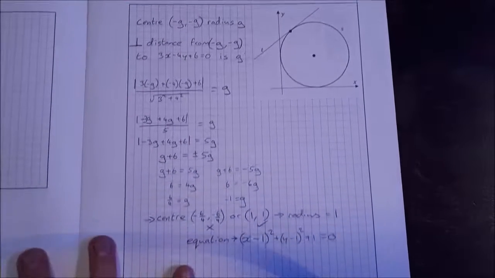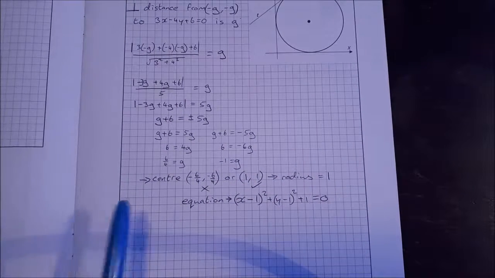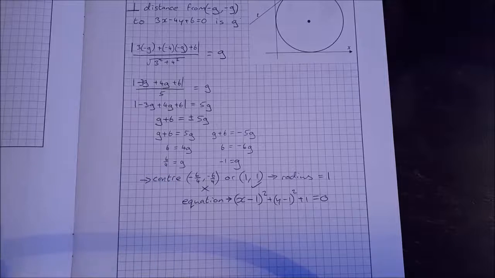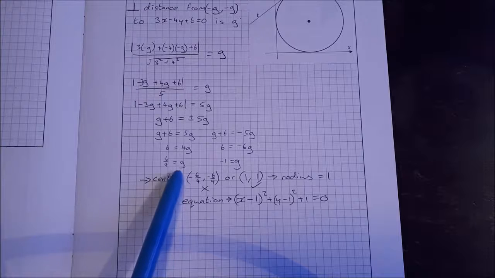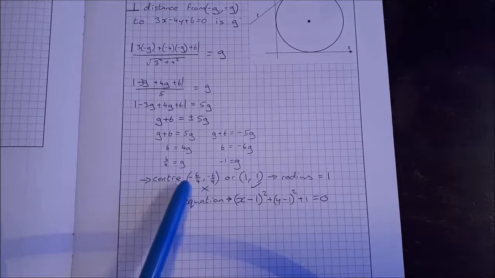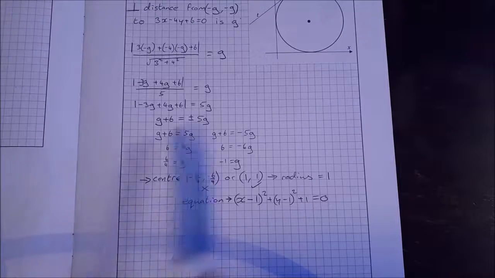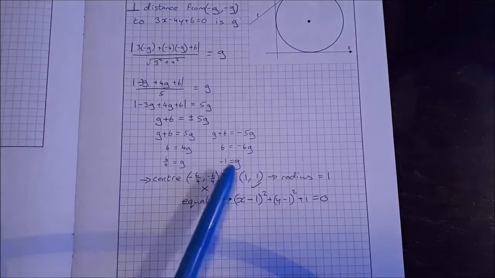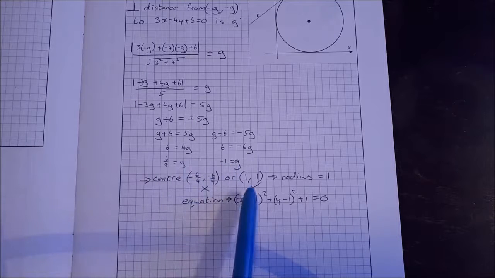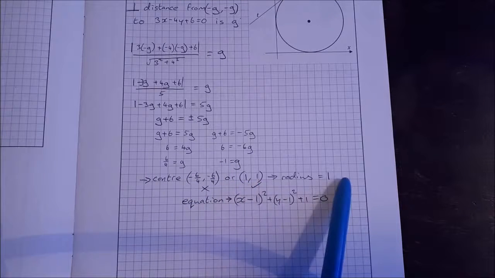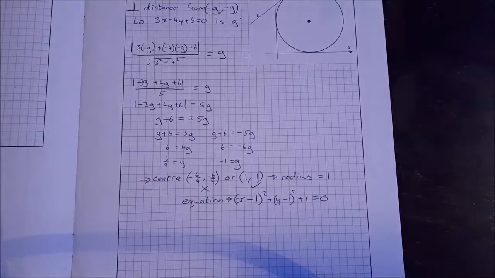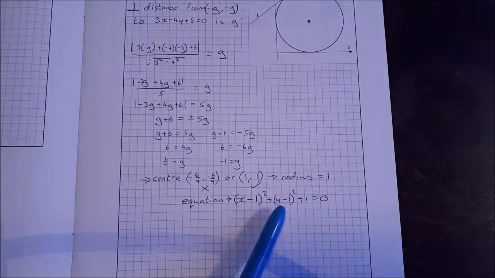If we work down through the algebra here, we end up getting g is equal to 6 over 4 and g is equal to minus 1. Well, we have a look. If g is 6 over 4, that means the center is (minus 6 over 4, minus 6 over 4). That can't be true because we know it's in the first quadrant. If g is minus 1, that means the center is (1, 1), and the radius is 1. That does work in the first quadrant. So that means our equation is (x minus 1) squared plus (y minus 1) squared minus 1 is equal to 0.